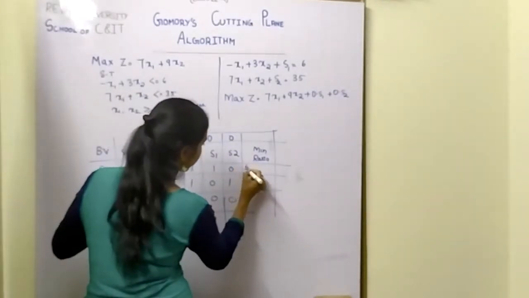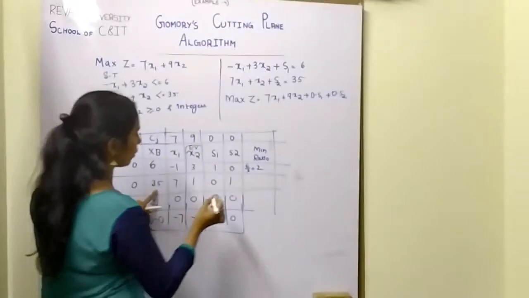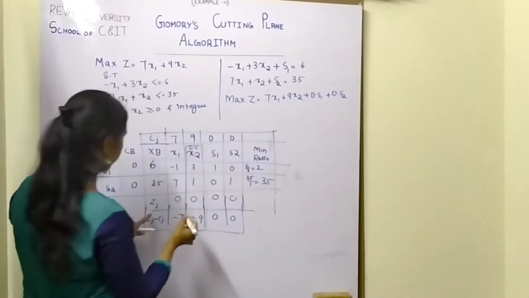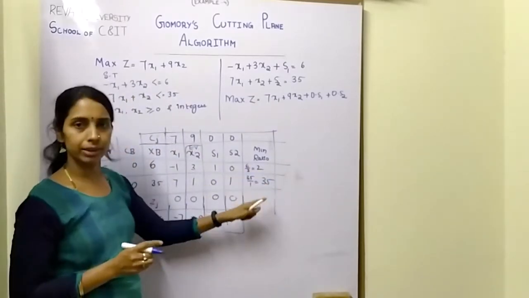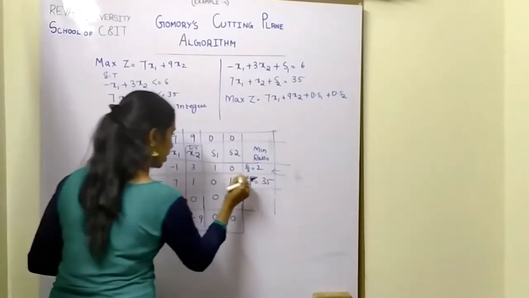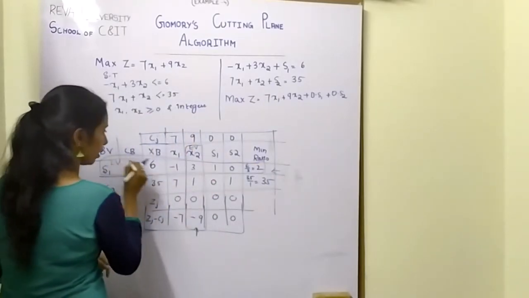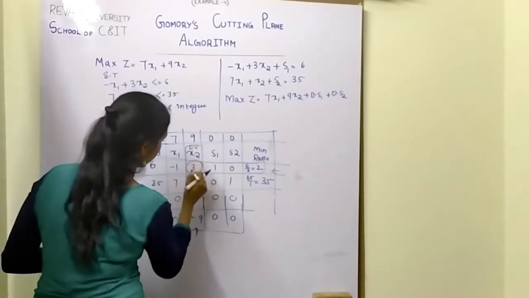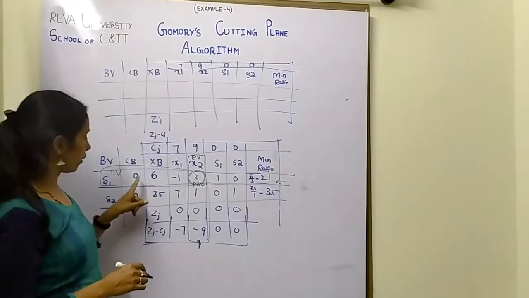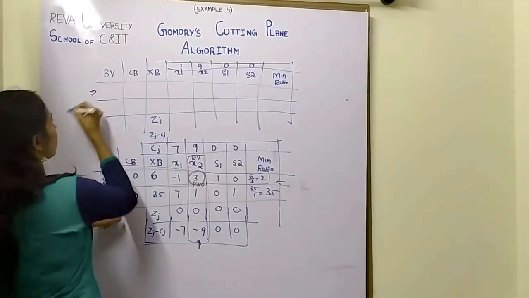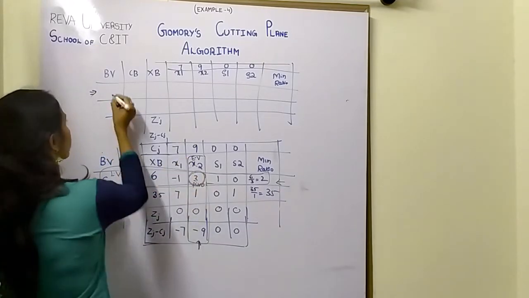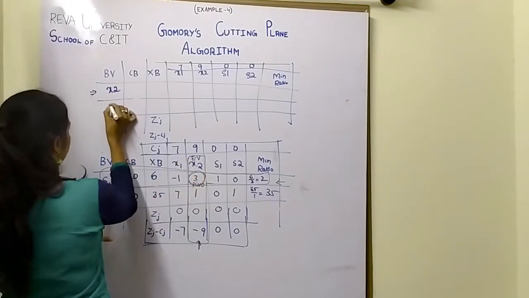To find out the leaving variable, take your xb divided by the value in the entering column. 6 divided by 3 gives you 2. 35 divided by 1 gives you 35. Which is the minimum among these? The minimum is this one. So consider this as the leaving variable, and this represents the pivot. So next, second iteration. This is our new row, and this is the entering variable, this is the leaving variable. So you have to write x2 here and here s2.